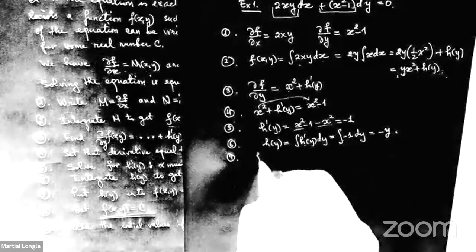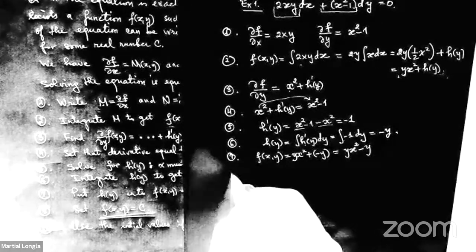So here, we're going to say step 7, put h of y into the formula of f of xy. Where is the formula of f of xy? It's right here in step 2. That's it, right there. So just get into that formula and you replace h of y by what you just found here. So f of xy equals x squared times y plus h of y, which is minus y. So that is yx squared minus y. So this is it. Perfect.